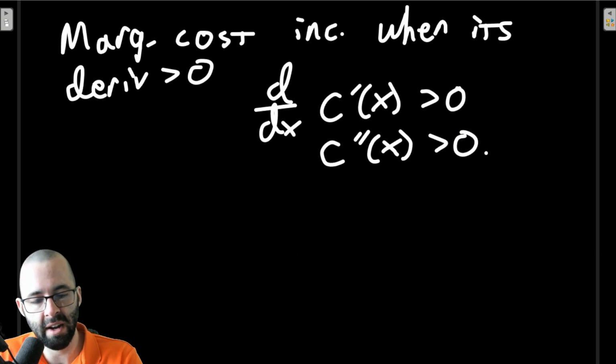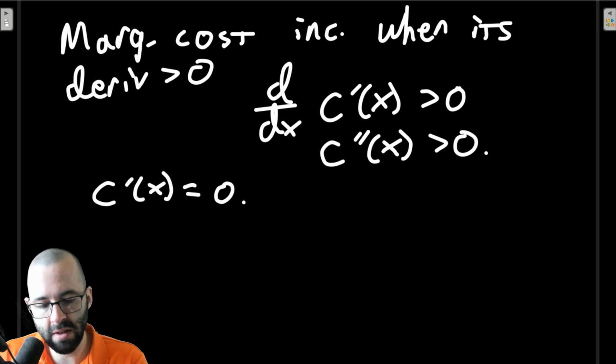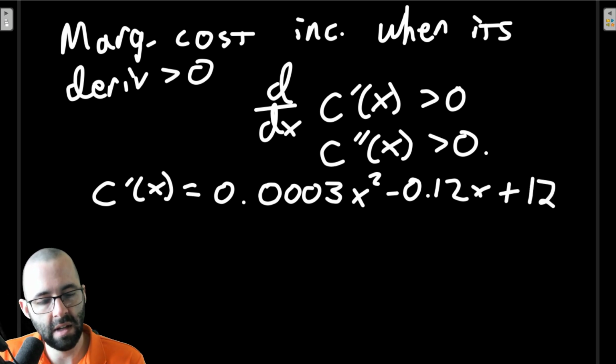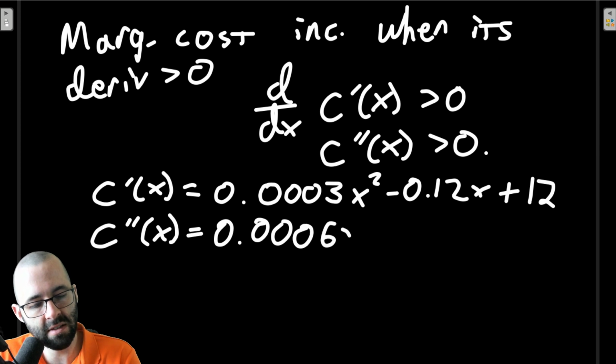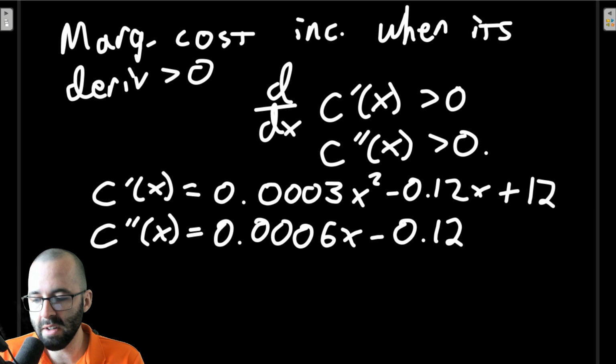So I'm just going to go ahead and write it down. The first derivative of this cost function is going to be 0.0003 x squared minus 0.12x plus 12. And we're looking at how this marginal cost is changing, so we're actually going to find the derivative again: 0.0006x minus 0.12. And we're curious when x is equal to 100.